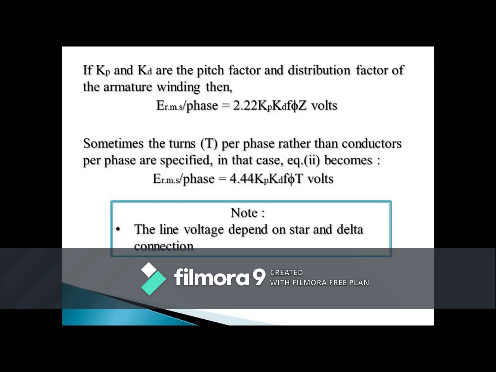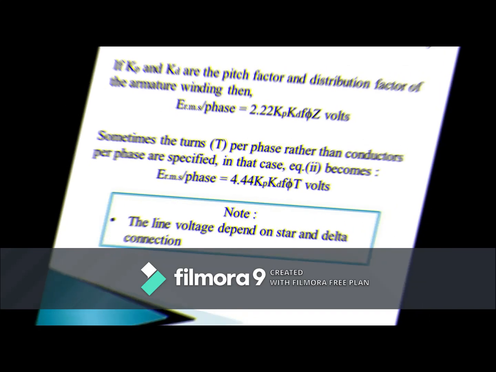Okay, if Kp and Kd are the pitch factor and distribution factor of the armature winding, then ERMS per phase equals 2.22 Kp Kd F flux Z volts. Sometimes the turns T per phase rather than conductors per phase are specified. In that case, the equation becomes ERMS per phase equals 4.44 Kp Kd F flux T in units of volts. Note, the line voltage depends on the star and delta connection.